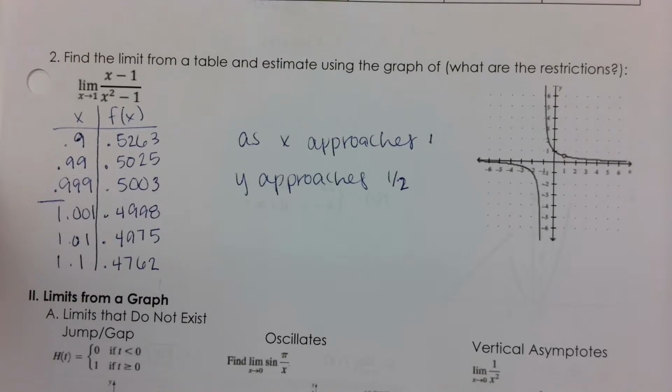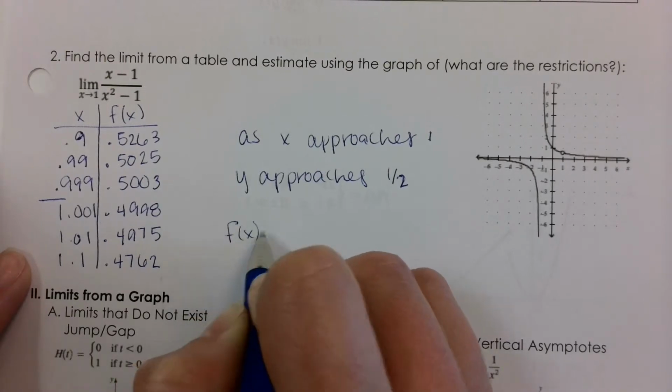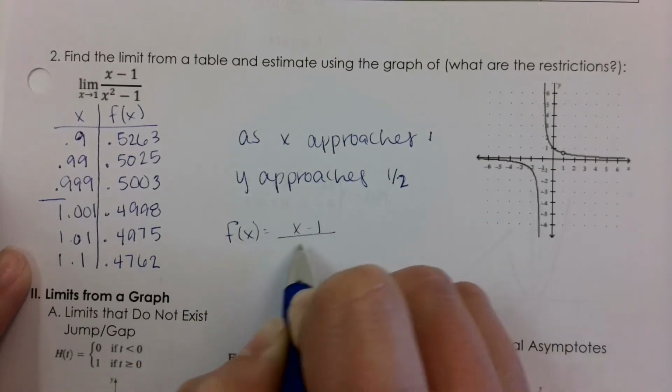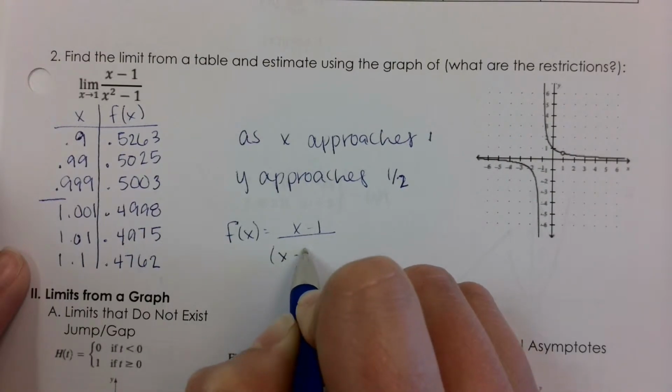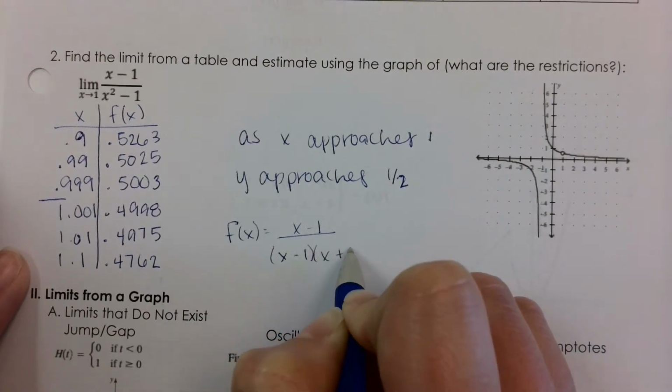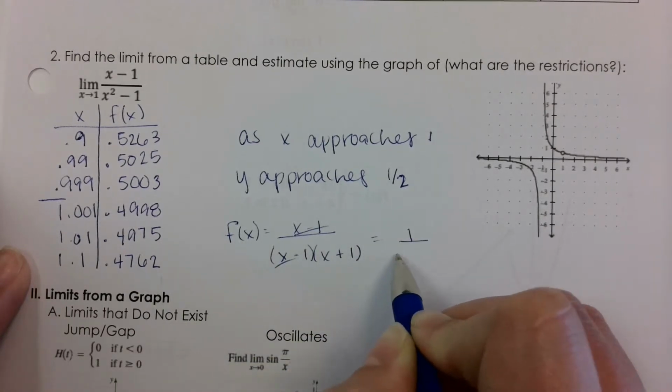Find the limit, estimating, using the graph or the restrictions. So if we look back at our function here, you've got x minus 1 over x squared minus 1. So we could factor your denominator, right? So we have x minus 1 over x minus 1 times x plus 1. So the x minus 1's cancel, and you're really just left with 1 over x plus 1.